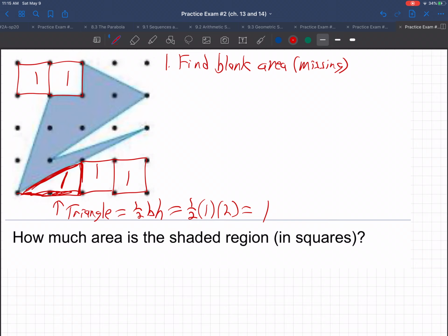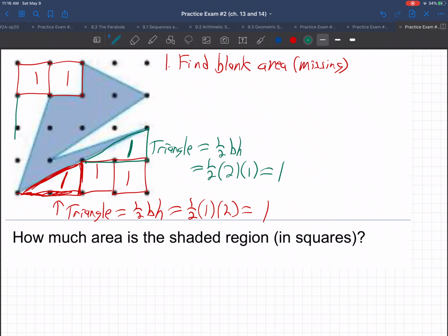It's a triangle. Same thing here. See this right here? Triangle. A half base times height. It's a half of 2 times 1. Half of 2 is 1. So the area of that is 1 because it's a 2 by 1 triangle.